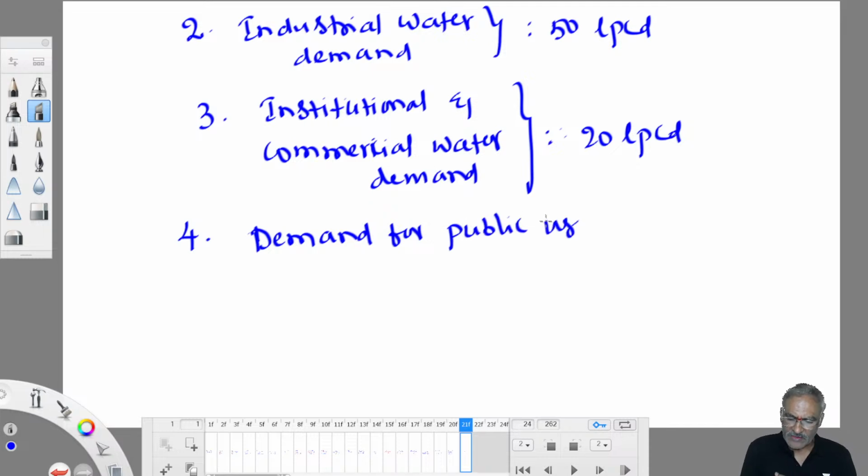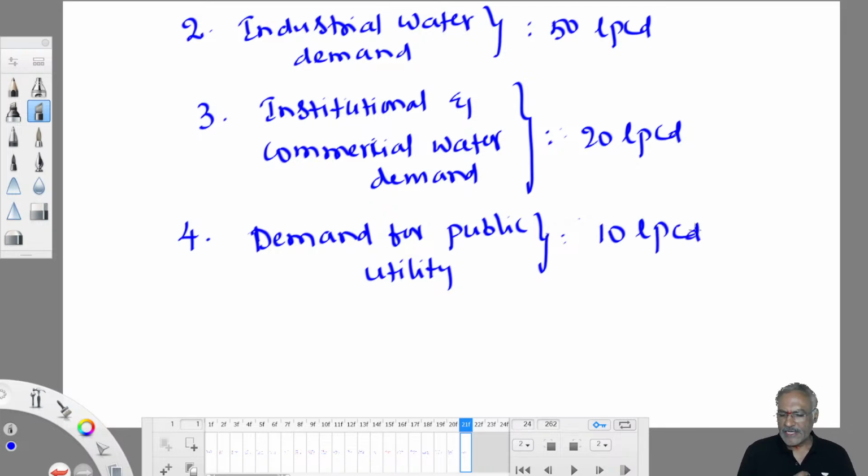Demand for public use, public utility. There are so many facilities used by all of the public living in a community, like parks, fountains, gardens, then government construction work, public auditoriums, public grounds. They also need water, isn't it? Playgrounds and all. So who will provide water to them? Public swimming pools. Who will provide water to them? Municipal corporation only. Therefore, a minimum of 10 LPCD needs to be provided to address their water demand.